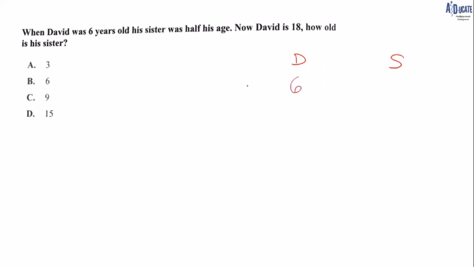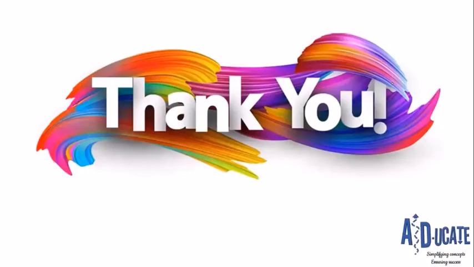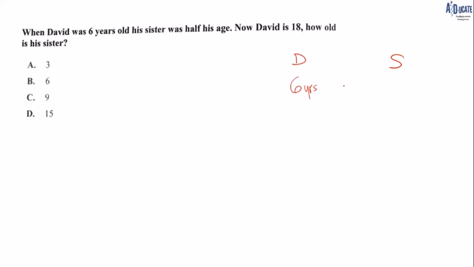I don't know what year it was. So he's 6 years old, and his sister is half his age. Half of 6, right? Yes, so half of 6 would be 3. So she's technically 3 years old. Okay, so now David is 18. How old is his sister?